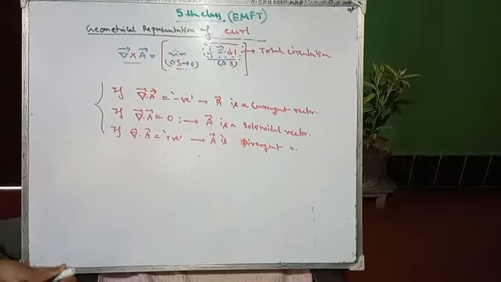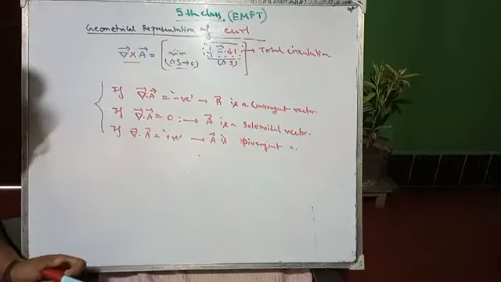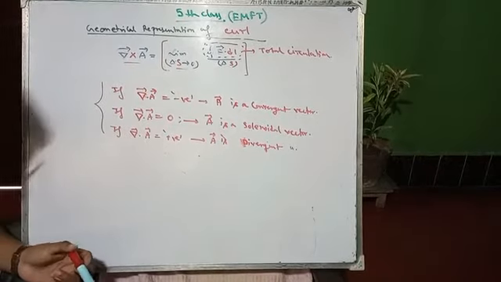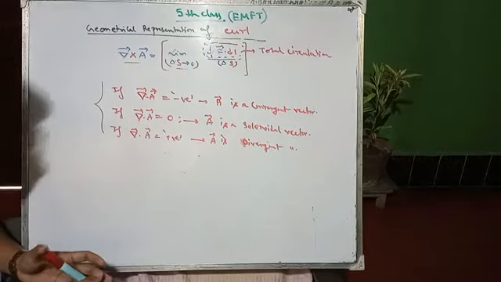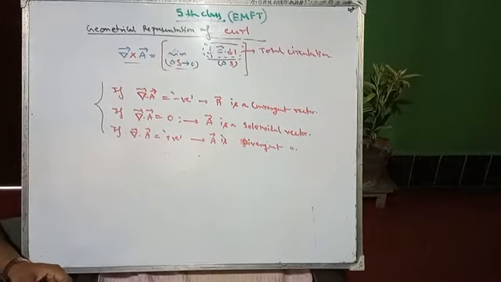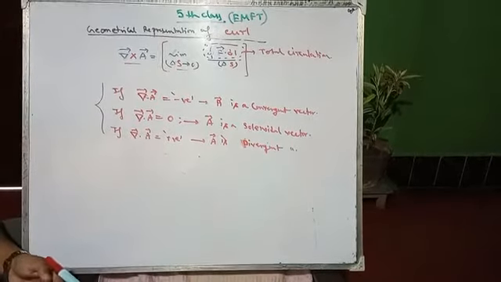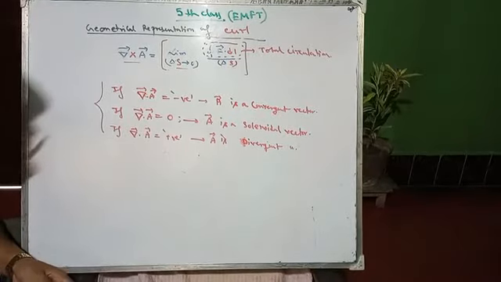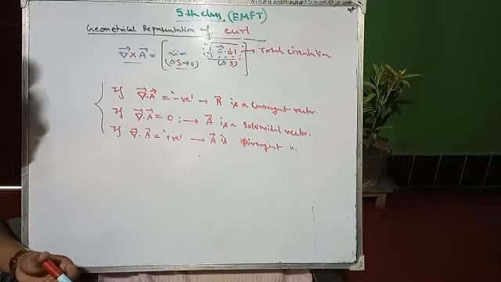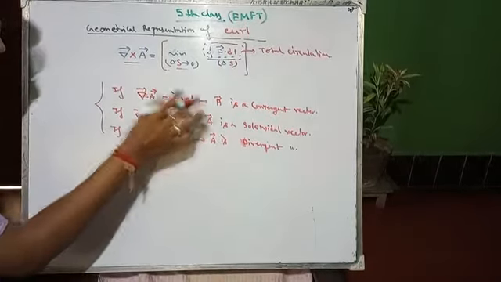Now write: curl represents the total circulation of the vector field inside a closed line, for a finite non-zero surface as it shrinks to 0. So this is the concept of curl.